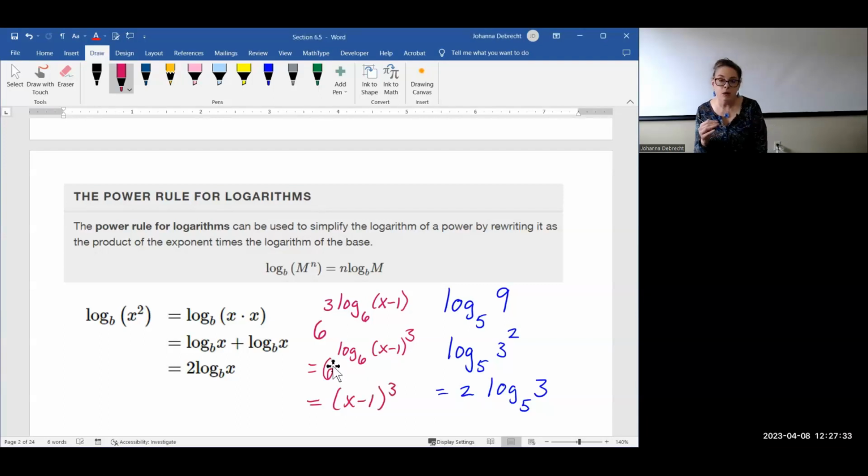Okay, so this power rule gets used quite a bit, so you will want to make sure that you understand it. Now, why does it work?